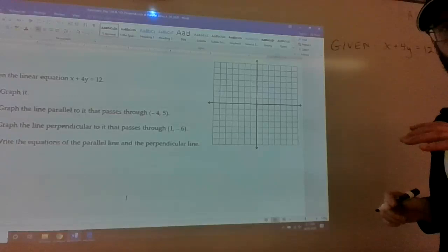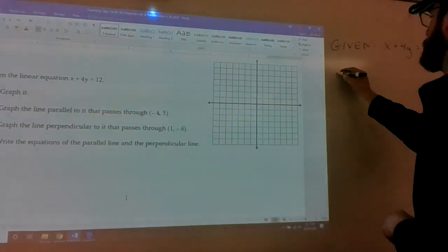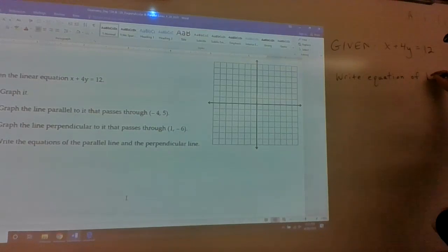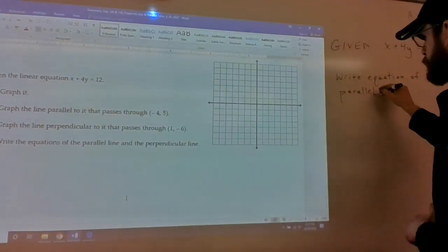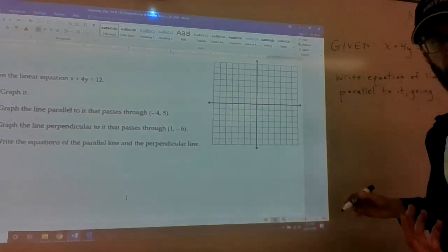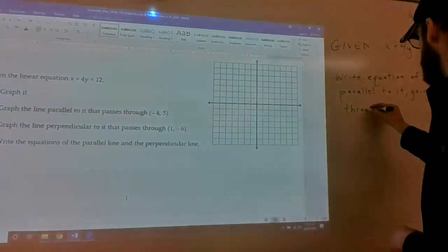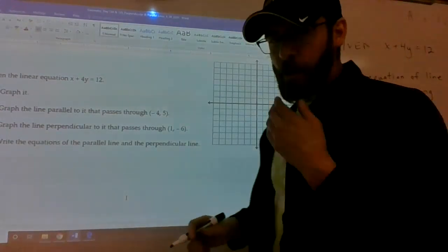If I said to write the equation of the line parallel to it, going through or traveling through negative 4, 5, how would you do that?